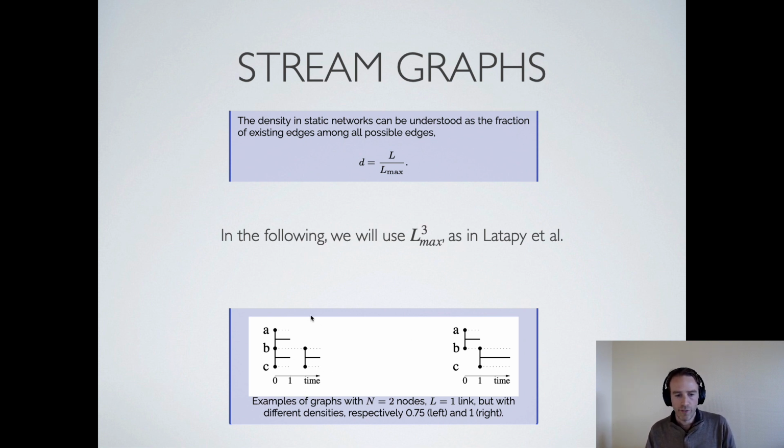While on the left you have an example in which some edges that could be possible, so between A and C, it's possible to have an edge from 0 to 1, but there is no edge. So this means that the density is not 1 in this situation, and actually you can check that the density is 0.75 in this case.